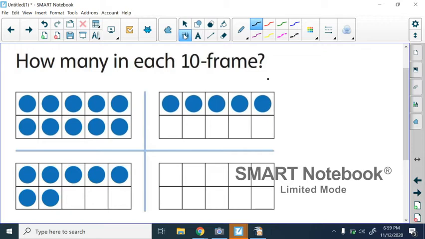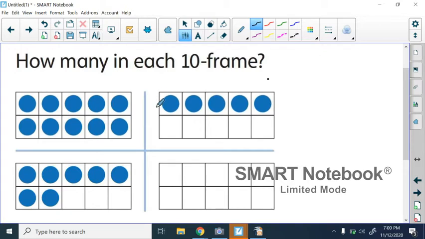Now, before we start today, let's look at some of these 10 frames. And let's think about how many counters there are in each of the 10 frames. I'm going to point to each of the 10 frames with my pen. And as I point, I want you to say how many counters you see. Yes, boys and girls, there are 10 in this 10 frame. I could tell that there were 10 because each of the 10 boxes has a counter.